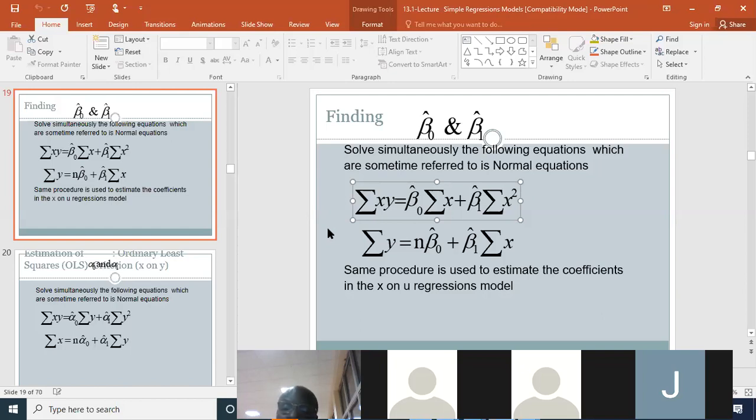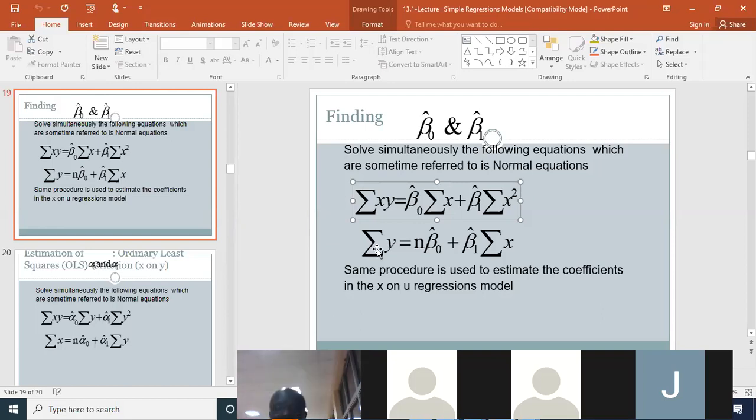The second one is sigma x equals n alpha naught cap, yes, plus alpha 1 cap sigma y. Sigma y. That is it. That's the normal equation for x on y. The rest of the things now are standard.